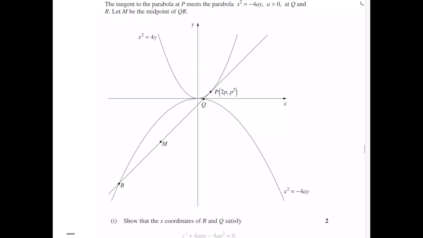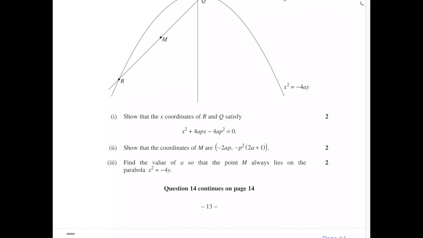And part I says, show that the x coordinates of r and q satisfy x squared plus 4apx minus 4ap squared equals 0. Okay, so we need to find some information about the x coordinates of r and q. We need to show that they satisfy that equation. Now, what are r and q? R and q are the points where the parabola x squared equals minus 4ay intersects with the tangent at P. So that means we need to solve those simultaneously. Now, we don't know what the equation for the tangent is just yet, but we do know the equation of the parabola. That's going to be x squared equals minus 4ay.